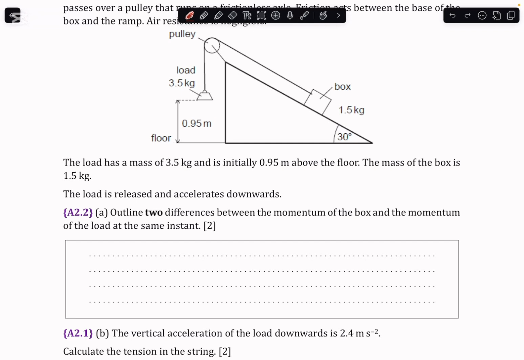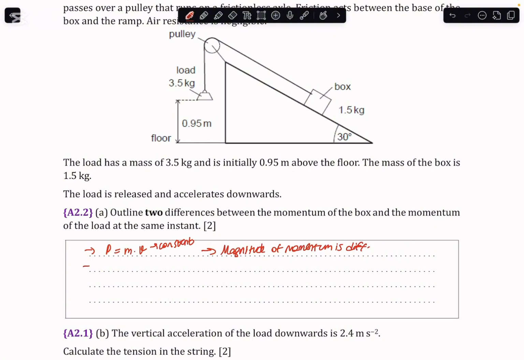So momentum is the mass times velocity. Their velocity is not going to be different, their velocity is going to be constant. But one difference is that their masses are different. So the magnitudes of their momentum are different. This is our first difference: the magnitude of their momentum is different because their masses are different.